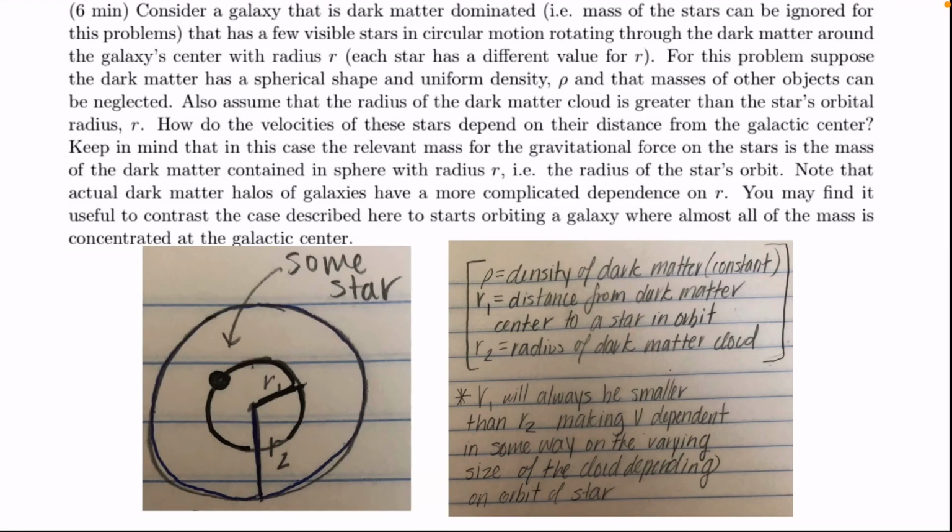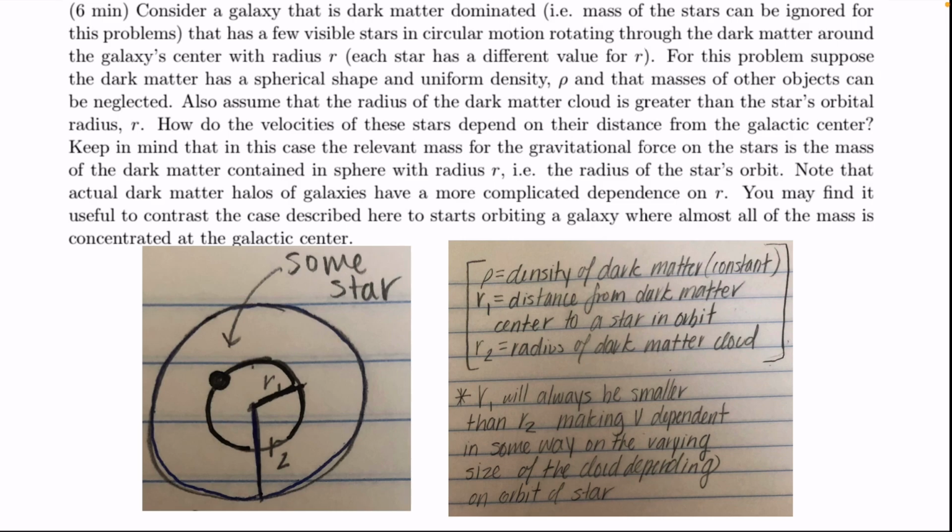So this problem is pretty wordy, so I'll just simplify it. Essentially, we have some very large sphere which represents dark matter. And within that sphere, you have a ton of stars that are orbiting with respect to the center of that sphere. And the problem is asking us to look at the relationship between the star's orbital radius r and the velocity of the star.